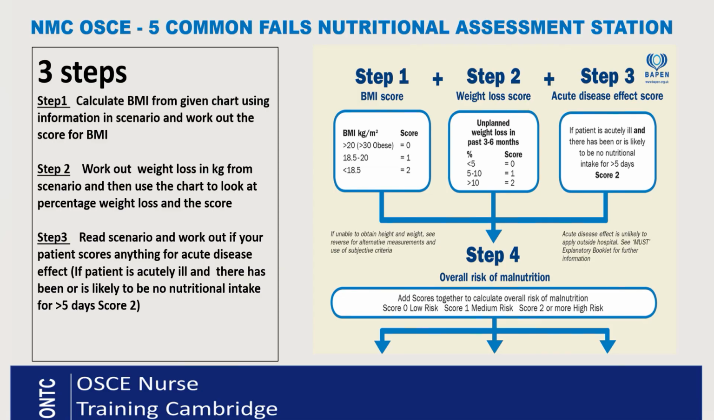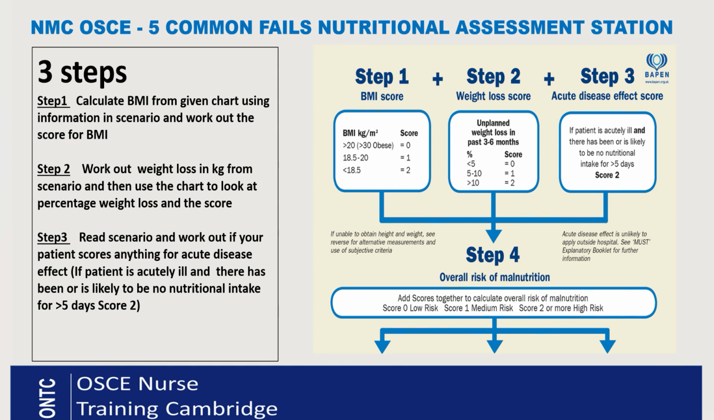Moving on to a quick recap on what the Malnutrition Universal Screening Tool is, the MUST tool. It has 3 steps. In step 1 you will need to calculate the body mass index, the BMI, from a given chart. They will give you a BMI chart, so you have to work out the BMI from the weight and height they have given you in your scenario. So using the information in the scenario, work out the score for BMI. It's not the actual BMI itself, but the score for the BMI you need to work out.